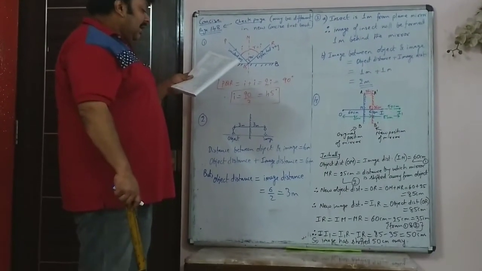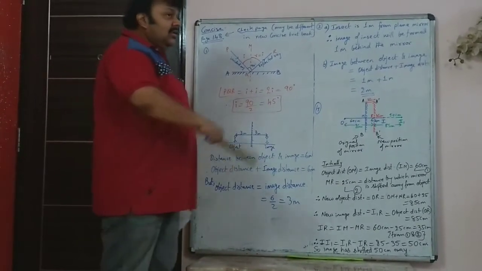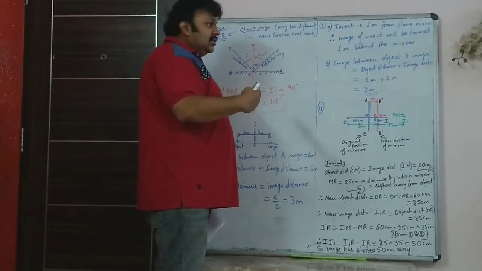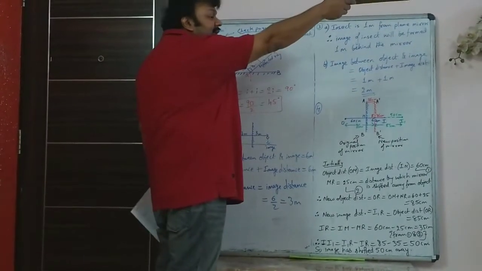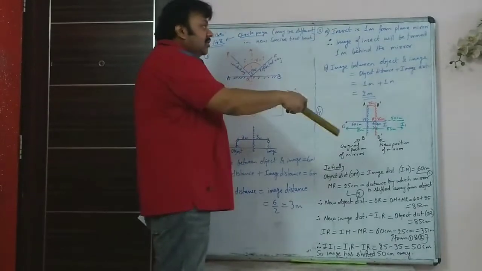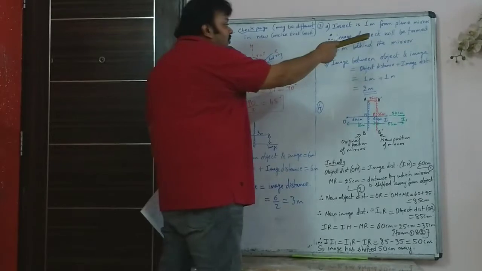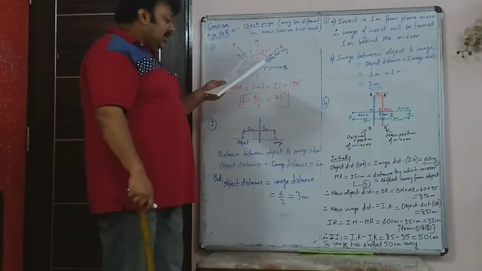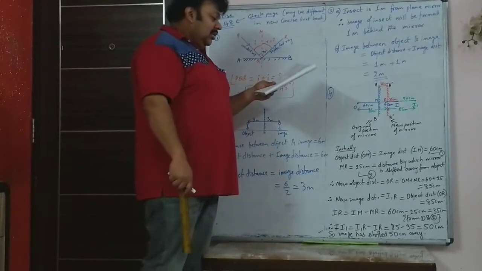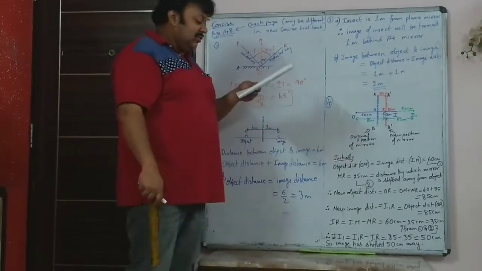Where is the image of the object, the insect, formed? If the insect is at a distance of 1 meter from the mirror, the image will be formed behind the mirror at 1 meter distance. So the insect is 1 meter from the plane mirror. Therefore, the image of the insect will be formed 1 meter behind the mirror, because you are using the formula: object distance equals image distance.